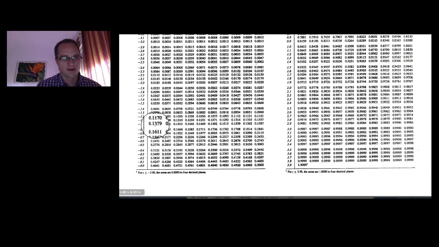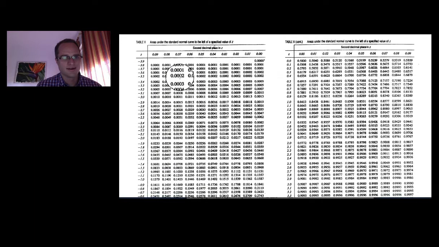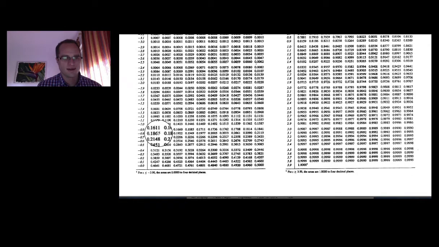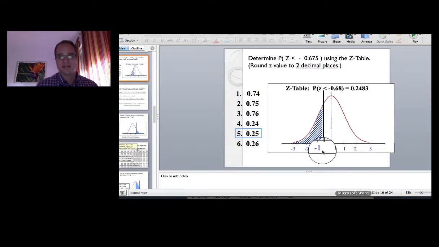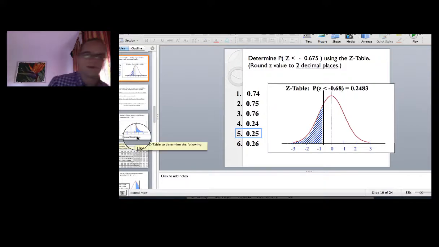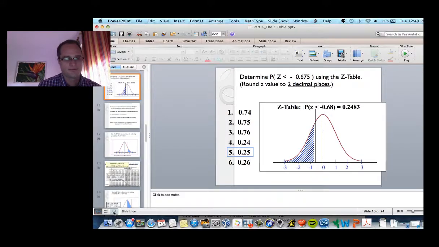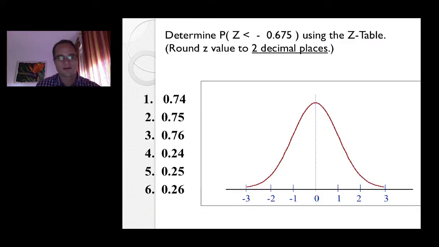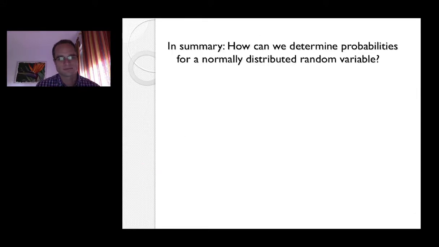Let's verify that. You notice that these start from 0 in the interior and then move out, so you've got to be careful of that. The second decimal place is going to be 0.08 here, and so that's going to leave us with this value right here, 0.2483. And that's how the table works. Once you realize how the table works and keep that committed to memory, you should have no problem going back and forth at the z-table.